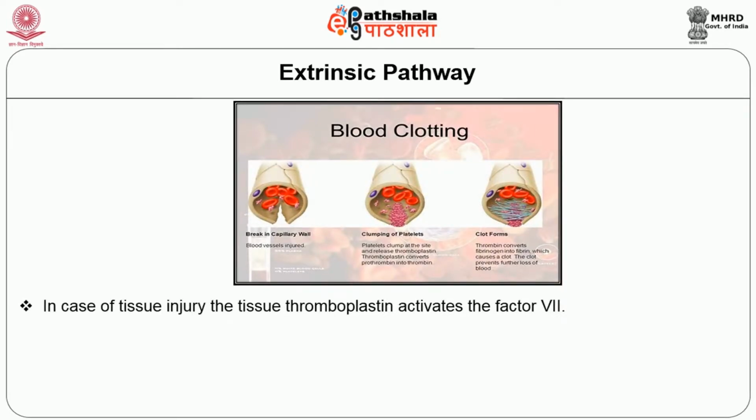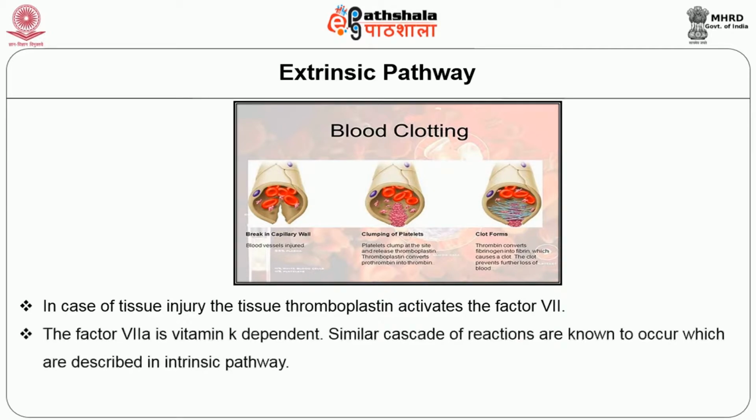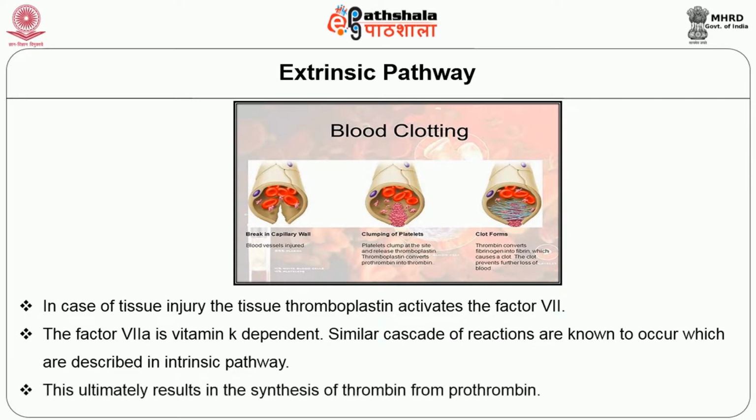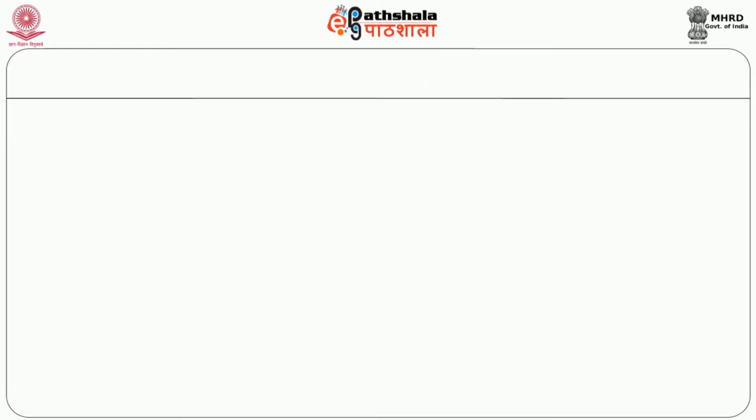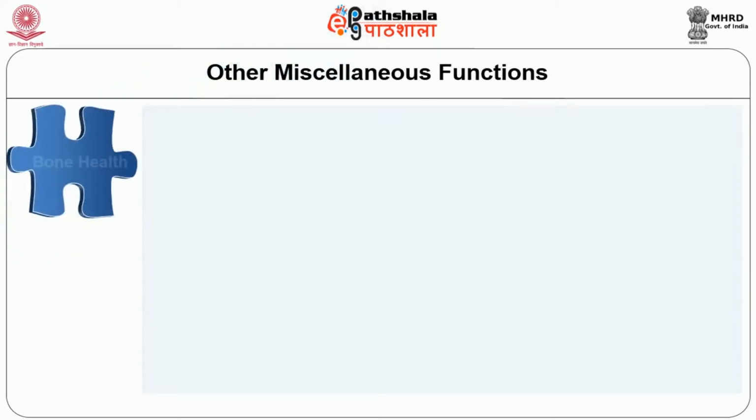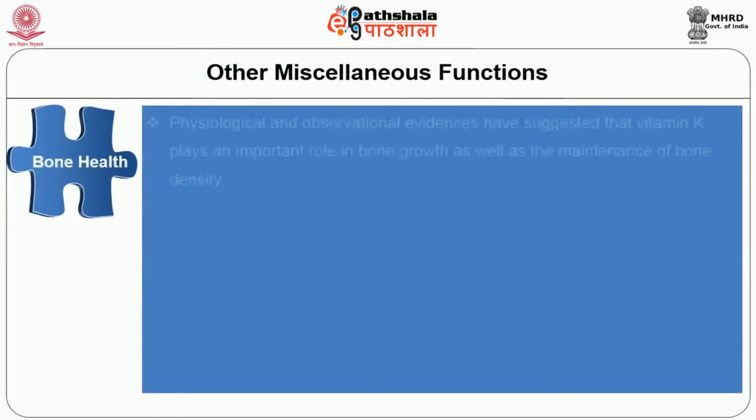In case of tissue injury, the tissue thromboplastin activates factor 7. Factor 7A is vitamin K dependent. A similar cascade of reactions occurs, as described in the intrinsic pathway. This ultimately results in the synthesis of thrombin from prothrombin. We will now look into the role of vitamin K in bone health.